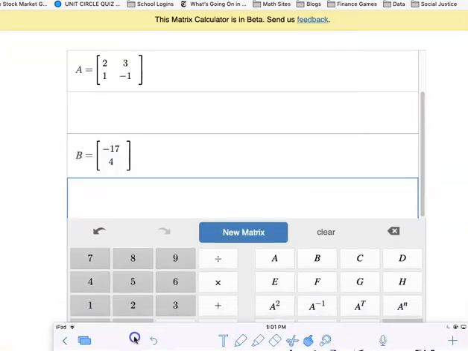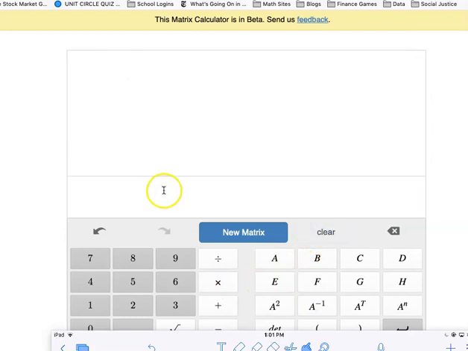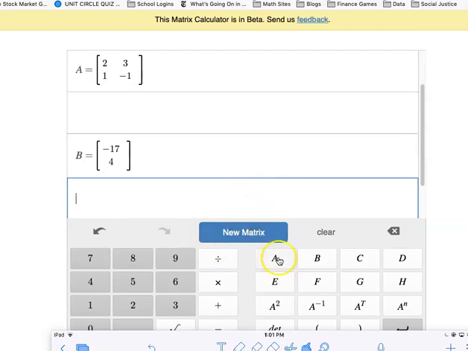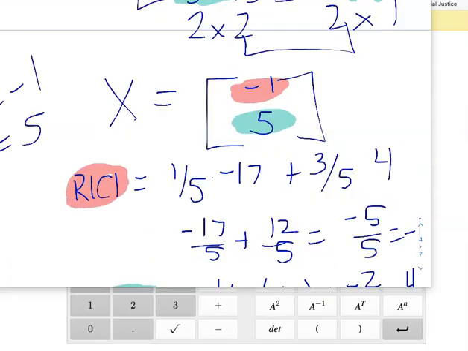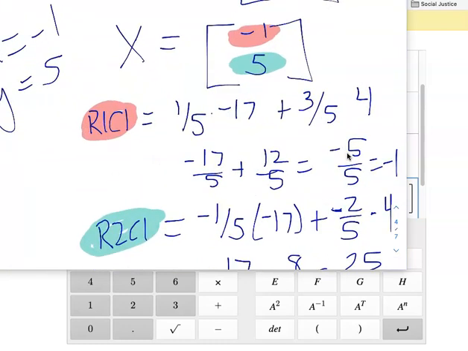So we can go here, A inverse. Whew, I thought I lost that for a second. So A inverse times B, and we have exactly what we had before, negative 1. Oops, and it looks like I must have messed up on a negative on that one. So it's nice to double check. We could go back and see where that mistake was. But we had negative 1 and 5.